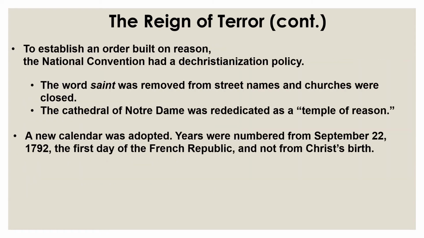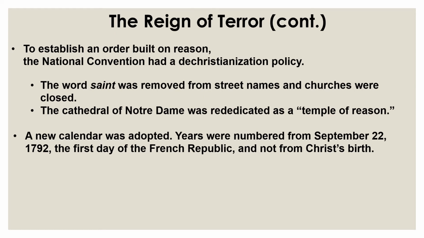To establish an order built on reason in this Republic of Virtue, the National Convention, that is now also under the authority of Robespierre, so he's in charge of the National Convention and the Committee of Public Safety, which means he's virtually a dictator at this point, had a de-Christianization policy in place. The word saint was removed from street names and churches were closed. The Cathedral of Notre Dame was rededicated as a temple of reason. And also a new calendar was adopted to take away the Christian elements in the calendar.